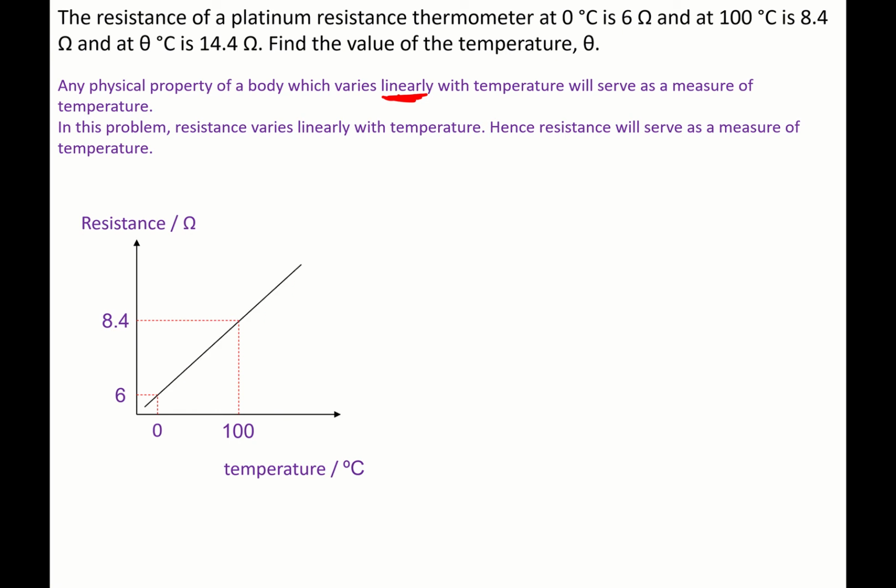And now we want to know at 14.4 ohms what's the temperature. Now if you look carefully, 14.4 ohms is actually greater than 8.4 ohms. So therefore, the temperature theta has to be larger than 100 degrees Celsius. We do not know how large, it just has to be larger. And hence, we locate the unknown temperature in this way.